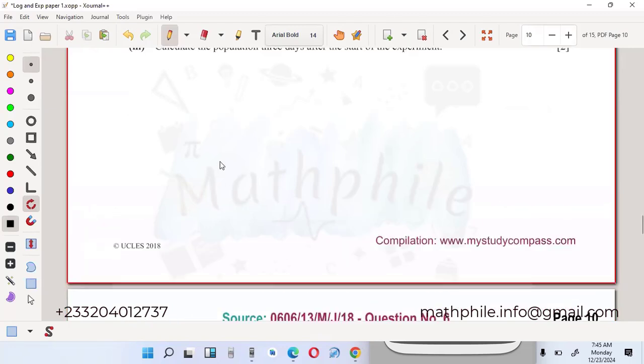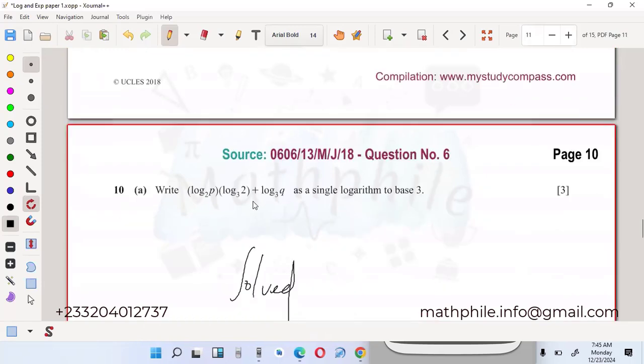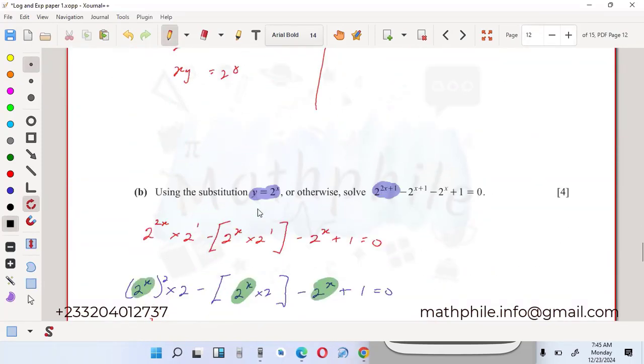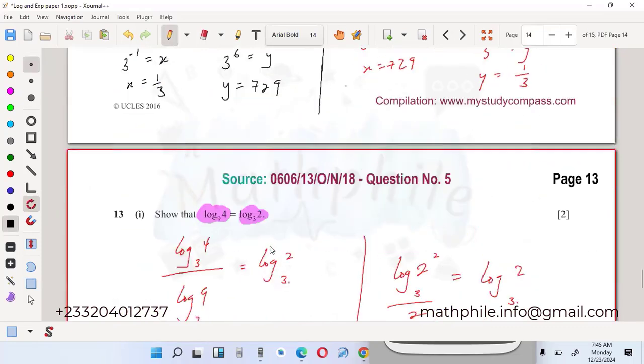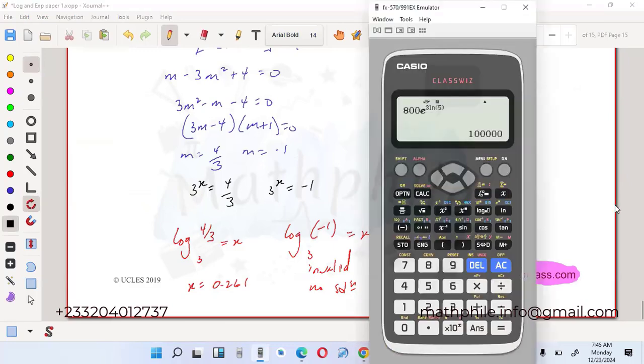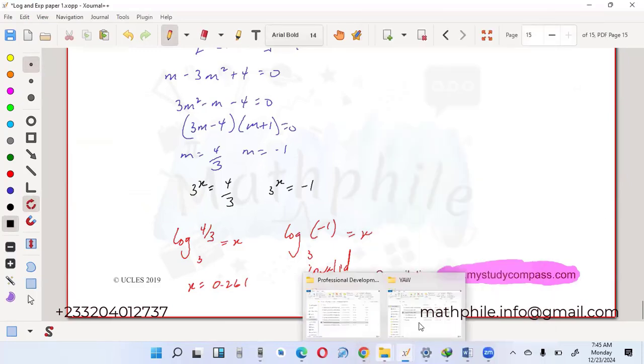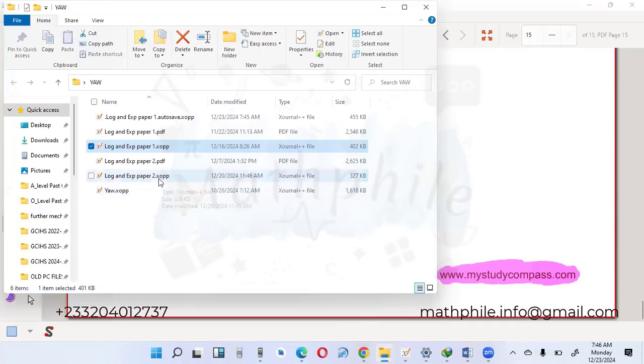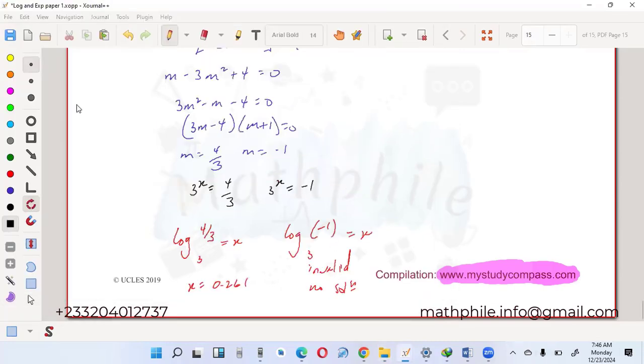Yeah, I think you've done this one too. So this one has been solved. Solved. Solved. Solved. Yeah. So we've solved all the questions in paper one. Let's do the paper two. You save this one, then we do the paper two.